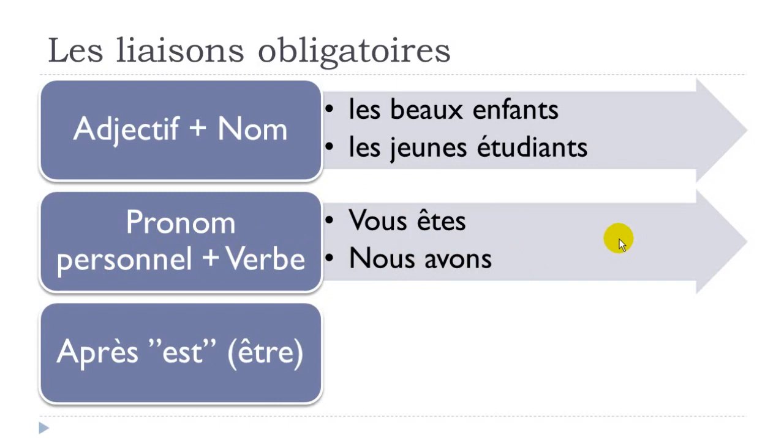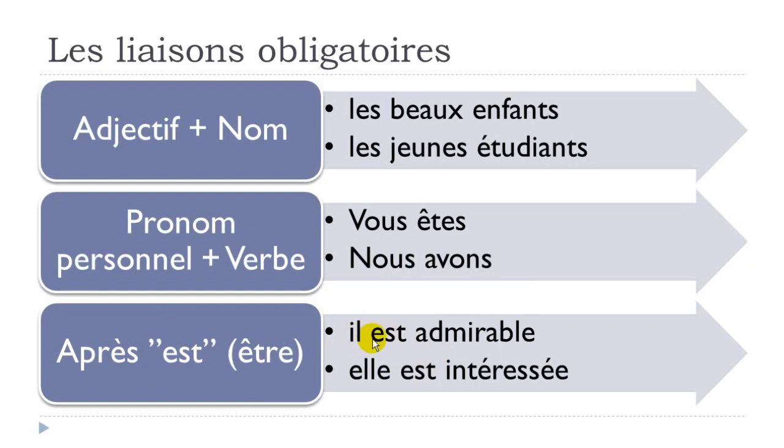And then it's quite interesting because this verb être, so to be, if it's at the third person of the singular, so he is or she is, il est, elle est, okay, then definitely you should make the liaison if you've got something after. So like here, for instance, il est admirable, elle est intéressée, all right, so in all these cases, you should make the liaison, and in that case, it's with T. Il est admirable, elle est intéressée.